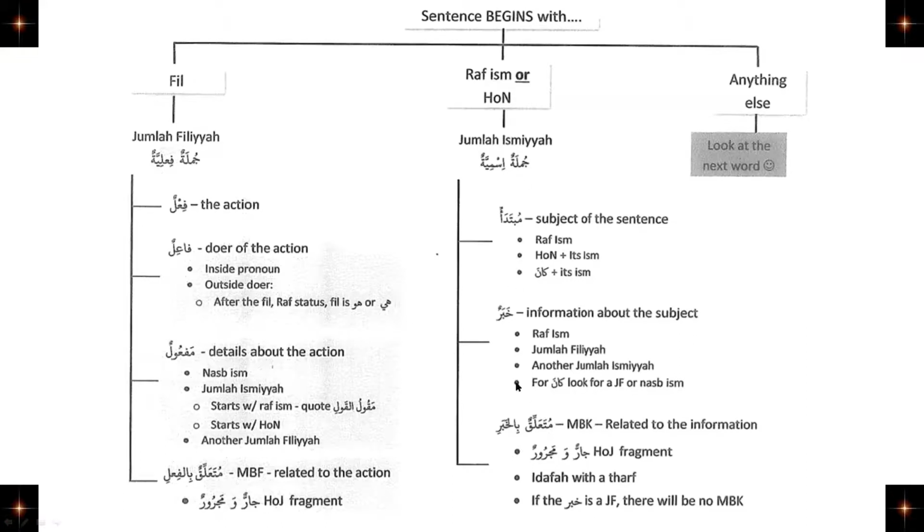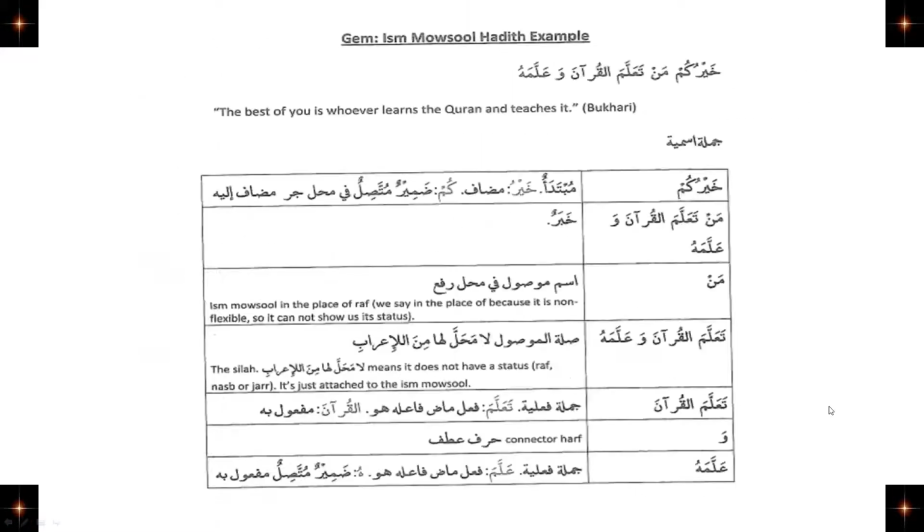Jumla ismiya has mubtada, khabar and MBK, muta'alliq bi khabar, and we just said that muta'alliq bi fi'l and muta'alliq bi khabar have something in common, in that they are relating to a certain concept before them. And muta'alliq bi khabar can be jar or majroor, and it can be zarf. But muta'alliq bi fi'l can only be jar or majroor, okay?